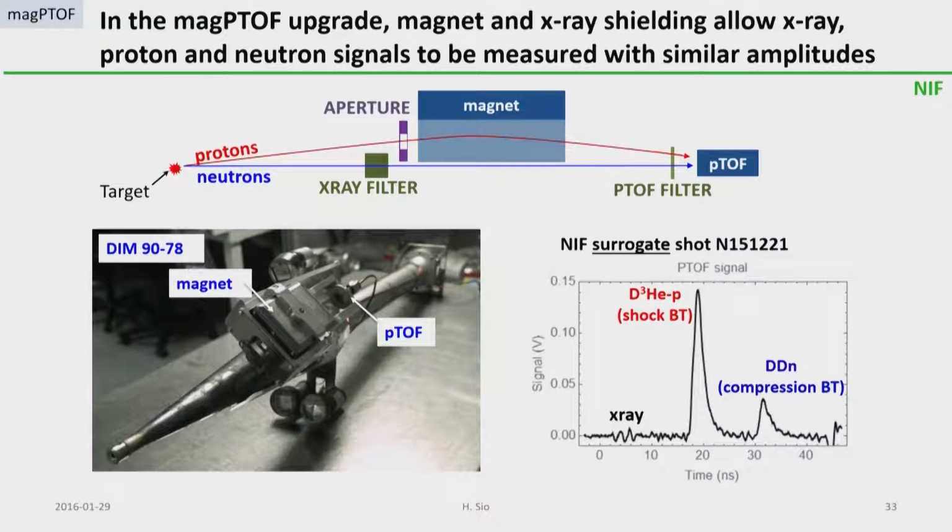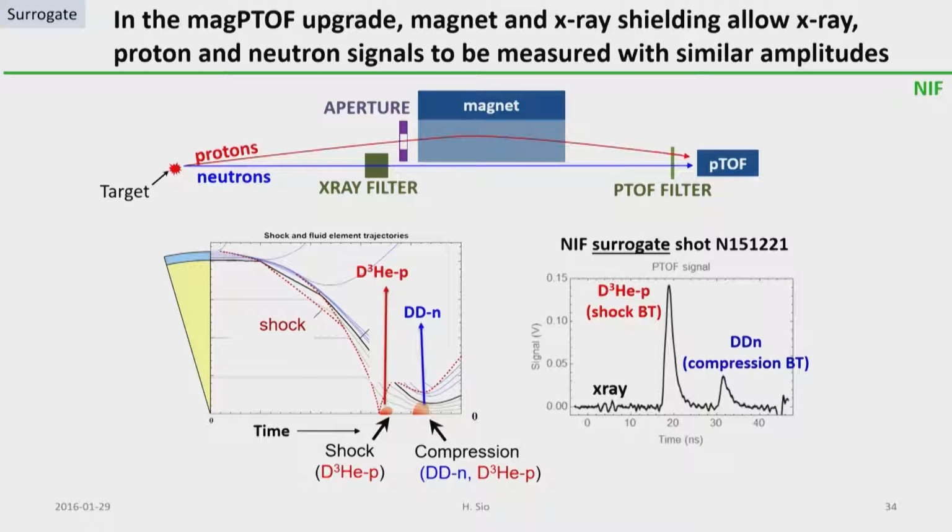And so this is what the detector actually looks like, with pTOF in the back, and this is the magnet housing here. I would say this is the quintessential picture to keep in mind when thinking about what magPTOF is supposed to do. You have very low X-ray signal, which is good, and you're measuring the shock protons that come from the implosions and the DD-neutrons that come from the implosions, both of which give you timing information.